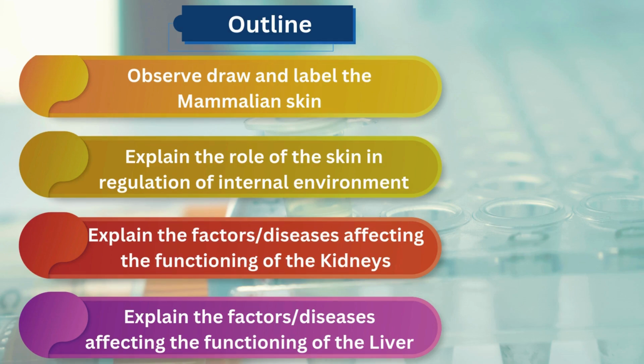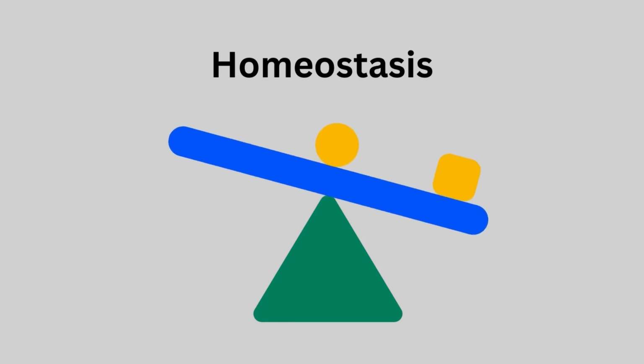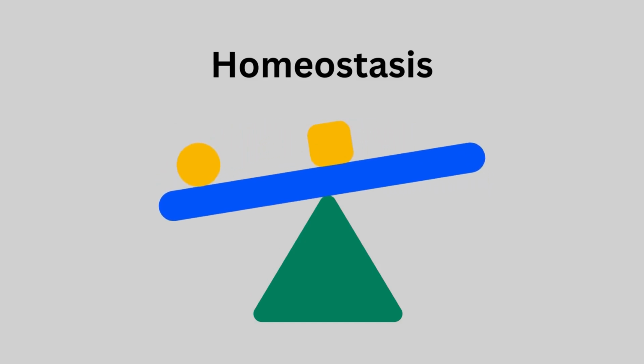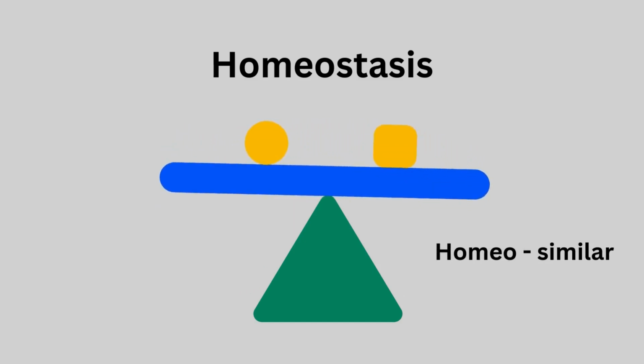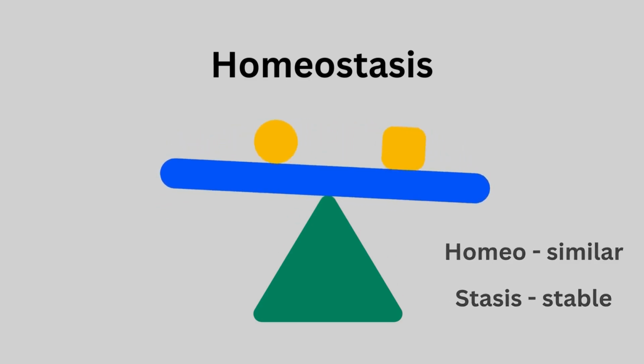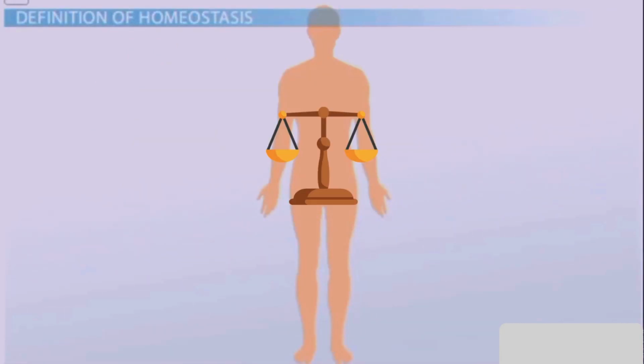So let's get started. Homeostasis is a key concept in understanding how our body works. It means keeping things constant, and it comes from two Greek words, homeo meaning similar and stasis meaning stable. Homeostasis is the characteristic of our system to regulate its internal environment and tend to maintain a stable, relatively constant condition of properties. Homeostasis is happening constantly in our bodies.